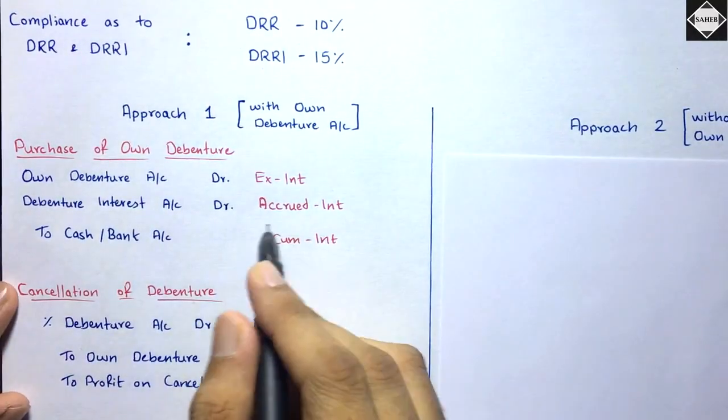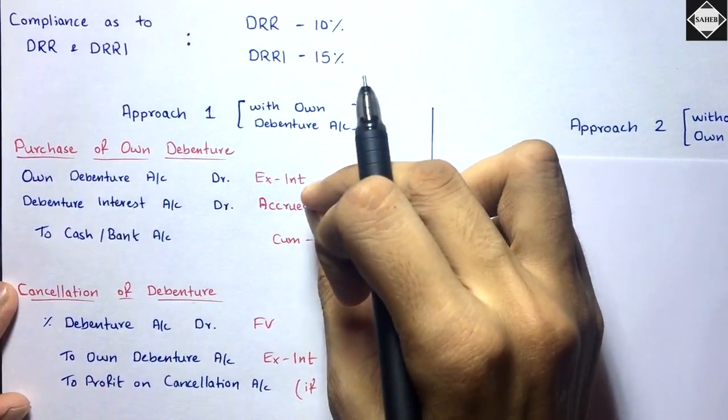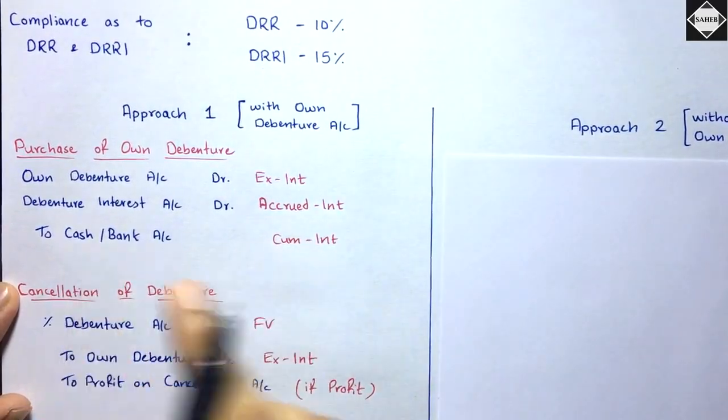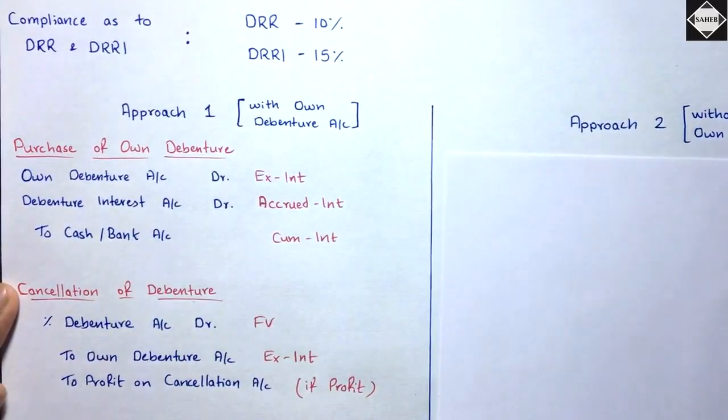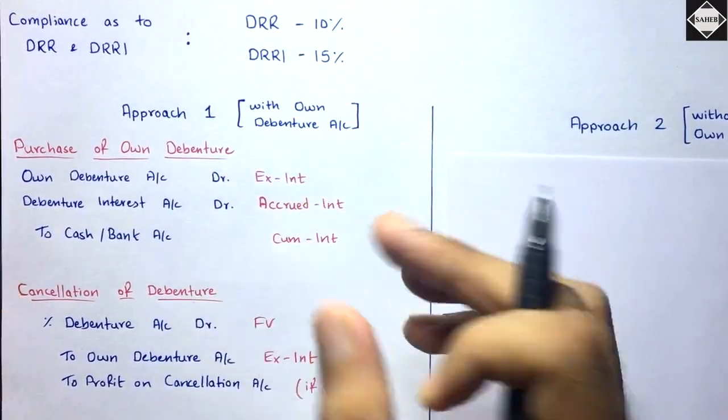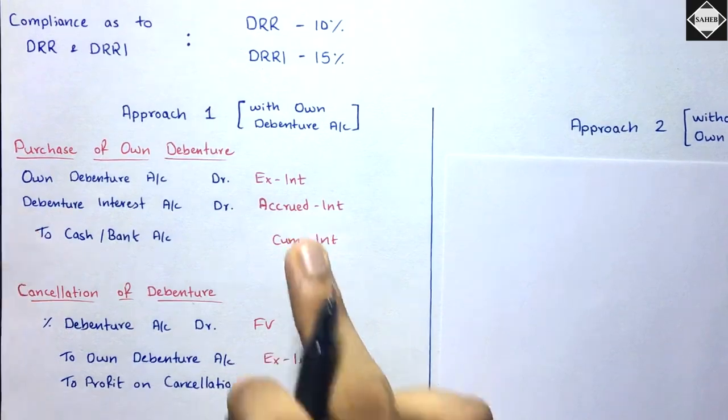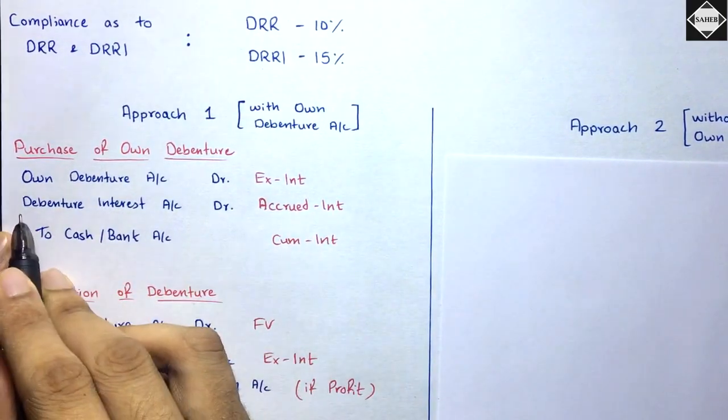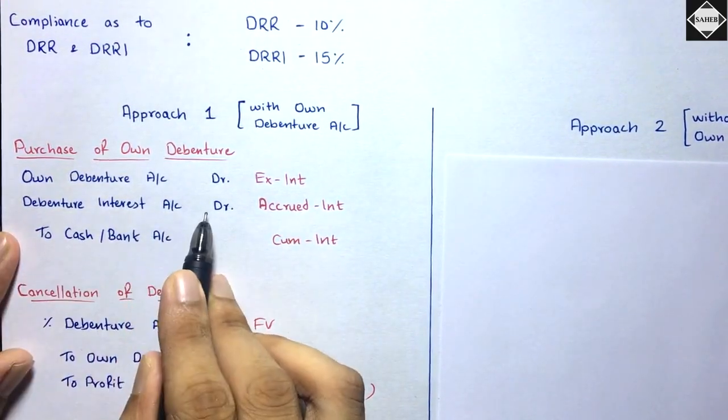Right. So that's the accrued interest, and if you combine these two things, that's equal to cum interest. So that's the amount you're going to pay to Mr. P. Is that clear? So this is the entry for the purchase of own debenture. Simple, you understood?